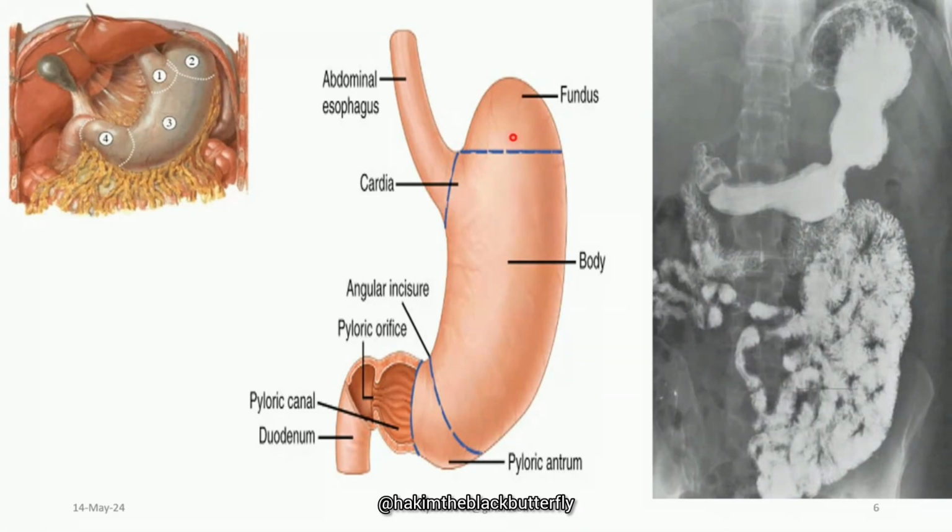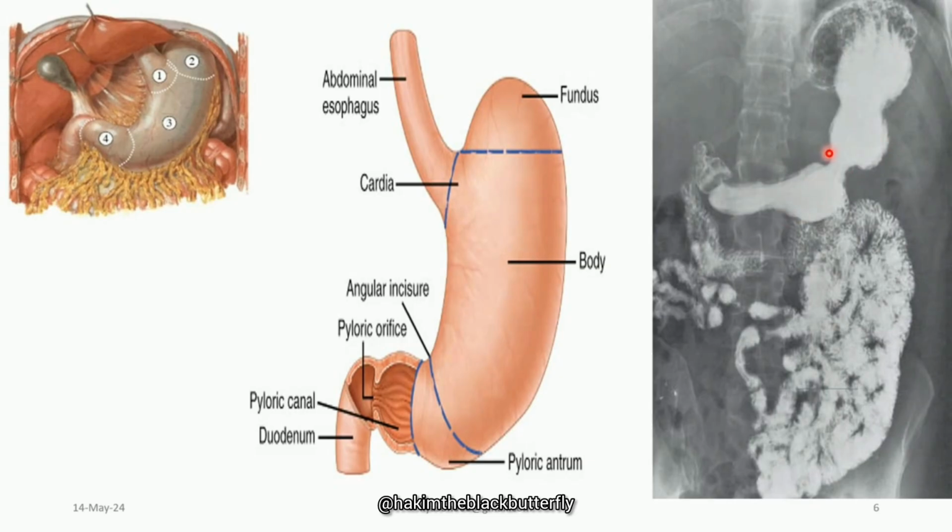So the body, the fundus, the cardia, the pyloric region, those are the four parts of the stomach. Okay, so the cardia, the fundus, the body, and the pyloric region. Okay, so usually, radiographically, these parts can be appreciated.